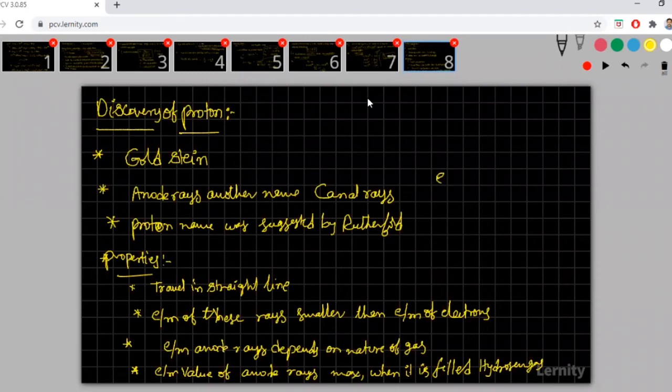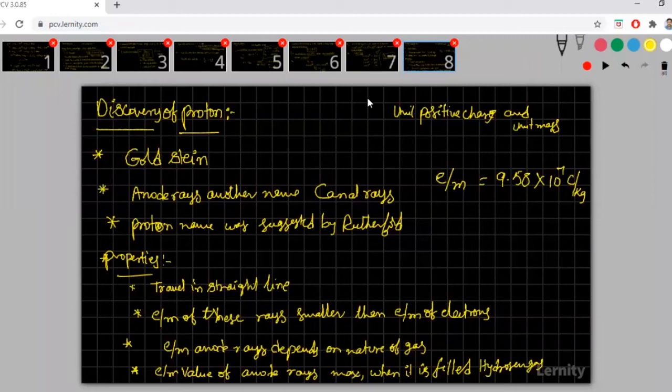Now, the E by M value of proton is 9.58 into 10 power 7 coulomb by kg. So what is the charge of the proton? Proton has unit positive charge and unit mass.